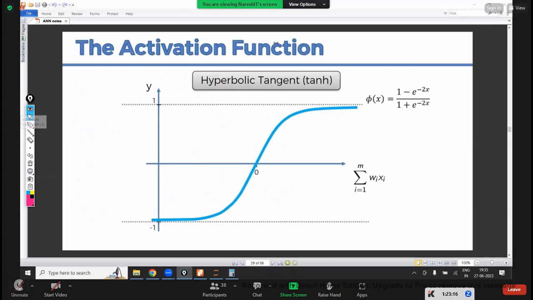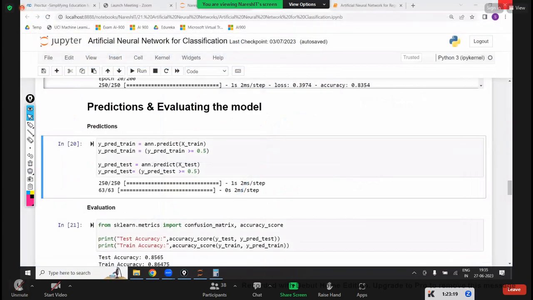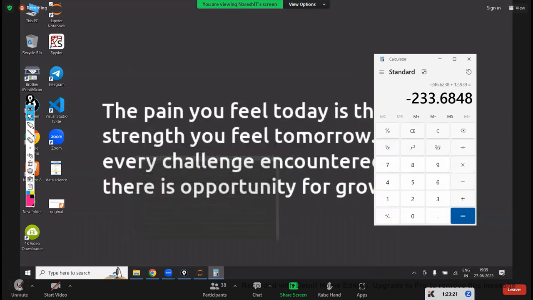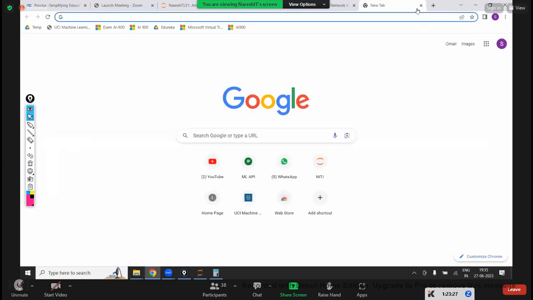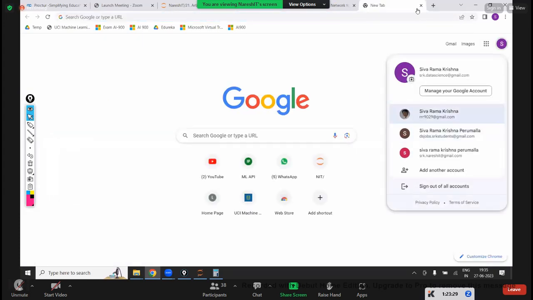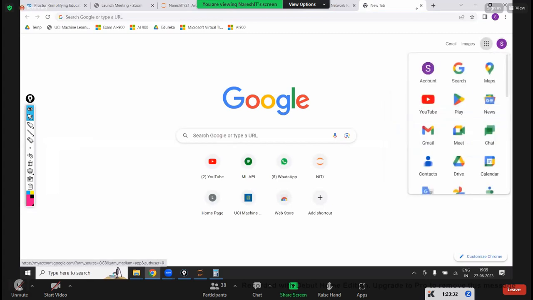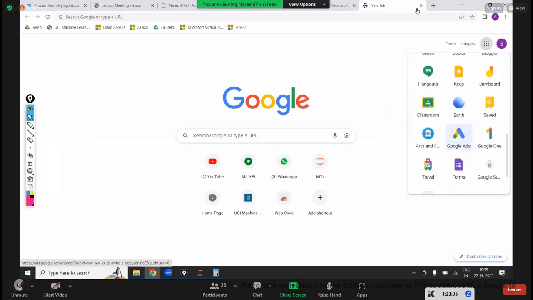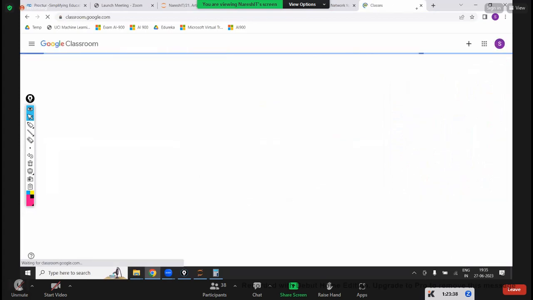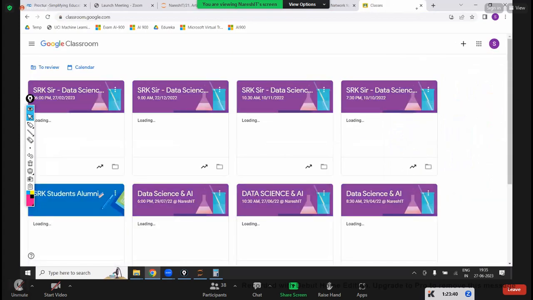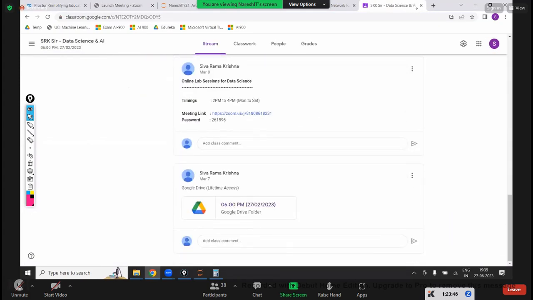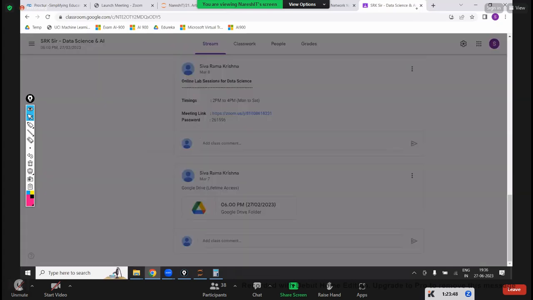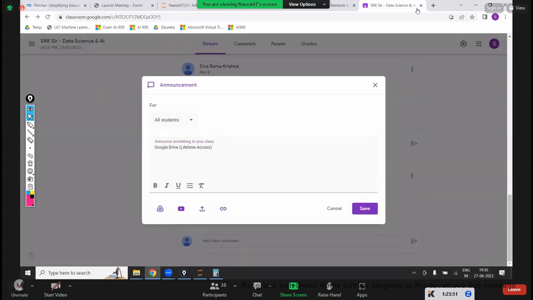Is that clear? And the most important part is the notes. Here, I'm going to change the drive. Everyone, please take a note of this. Just open your classroom, and in the classroom, this is the present drive. This drive link I'm going to modify. The old drive link I'm going to delete, and I'm going to upload the new drive.